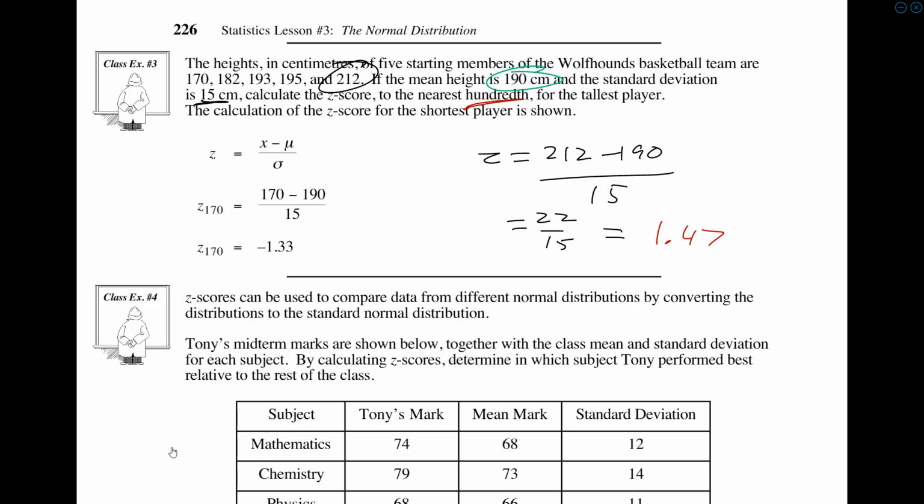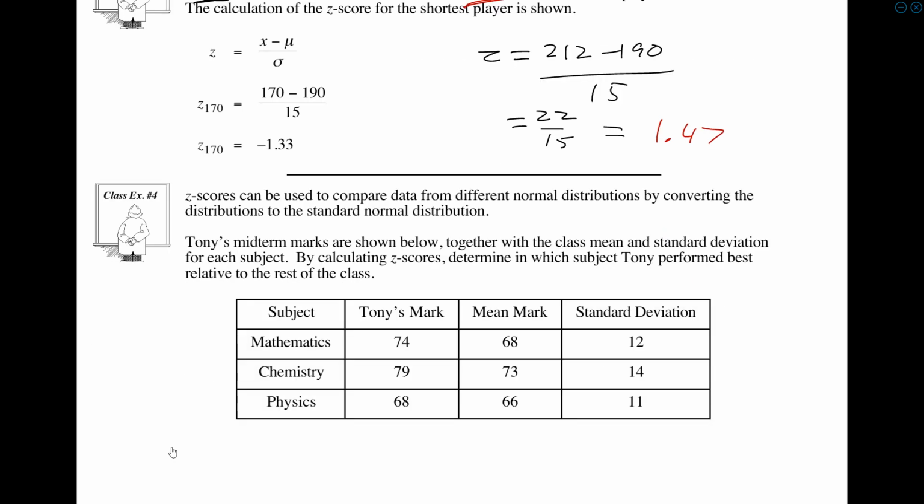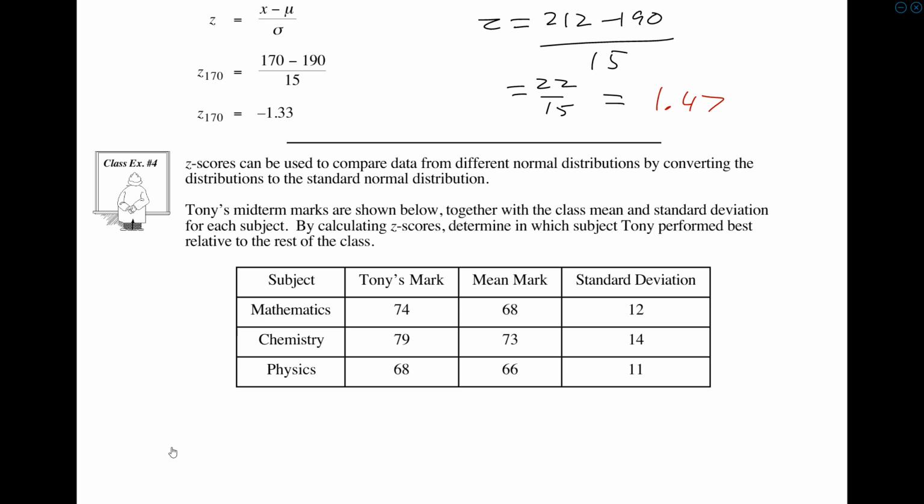How about this instead? Z-scores can be used to compare data from normal distributions, by converting the distributions to the standard normal distribution. Tony's midterm marks are shown below, compared to the class mean and standard deviation. If we just look at raw scores, Tony did best in one subject, but let's compare him to the rest of his class and see how he did.